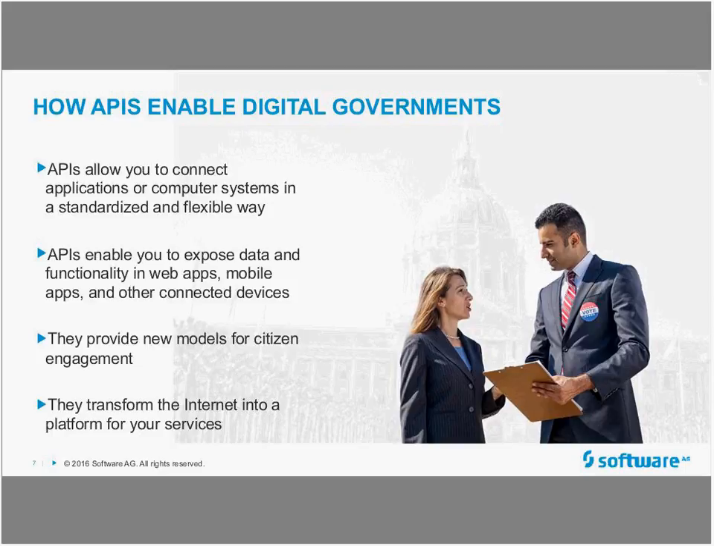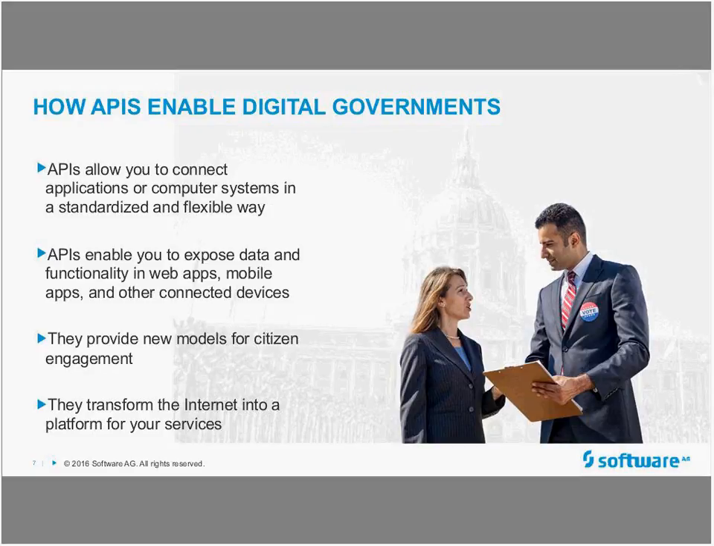So how do APIs enable digital government? Well, APIs allow you to connect applications or computer systems in a standardized and flexible way. This is a major improvement over inflexible point-to-point connections that are commonly used in public agencies. APIs also allow you to expose your data and functionality in web apps, mobile apps, and other connected devices. Moreover, you do this while enabling both the security and privacy controls needed by government.